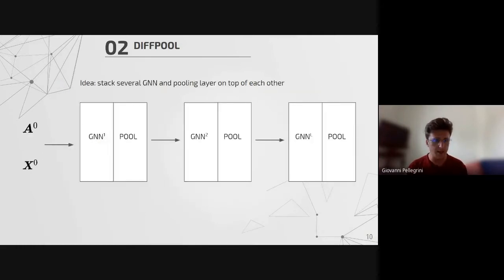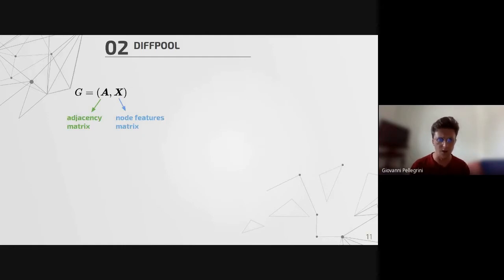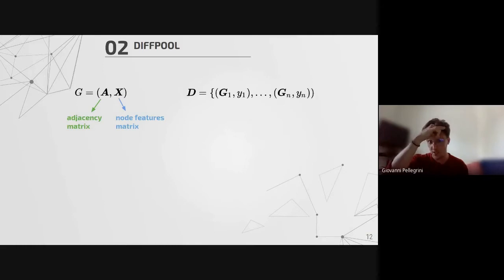So the idea is that, having in input the adjacency matrix and the node feature matrix, we are going to stack different GNNs and pooling layers in order to do this hierarchical representation. This is a very basic scheme, but let's have a look at the ingredients here. We have our standard graph with the adjacency matrix and the node feature matrix. If we are talking about a classification task, we are going to have a dataset of graphs and their target values.